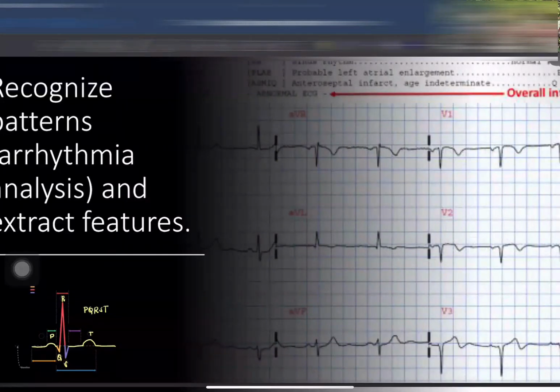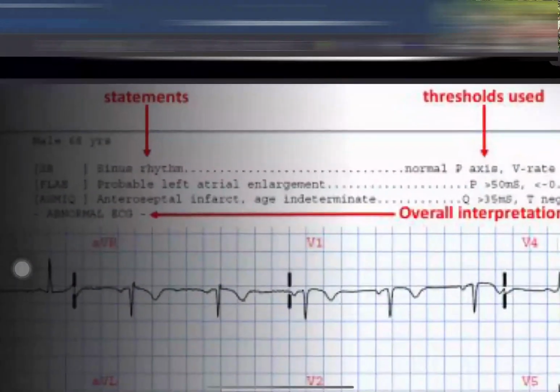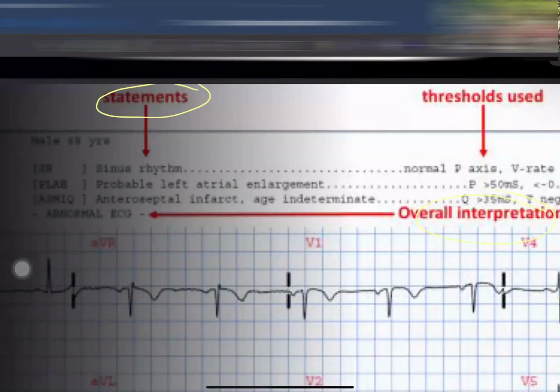Okay? Maraming training tayong dinadaanan. Pero what is technology doing to us? Plus, your technology is able to give us statements, and your technology is able to give us interpretation of the rhythm that the patient is having. Now, for example, look at this. May interpretation na siya, class. Sinus rhythm, left atrial enlargement, anteroseptal infarct, and age indeterminate. Okay? Tapos class, tingnan nyo to, nakalagay na abnormal ECG.